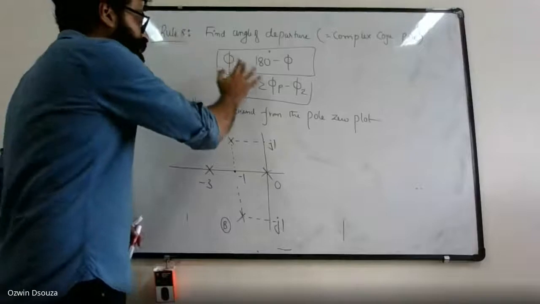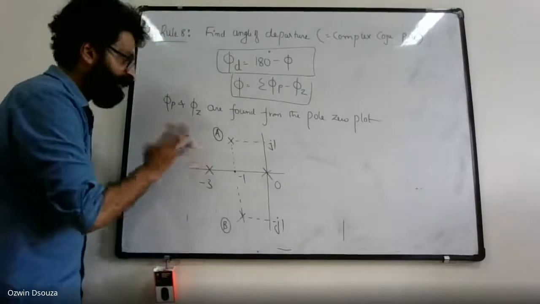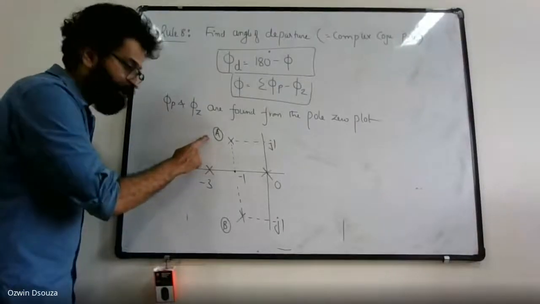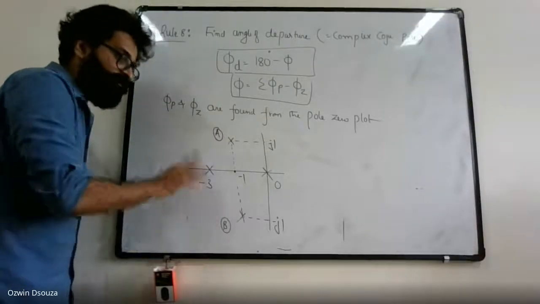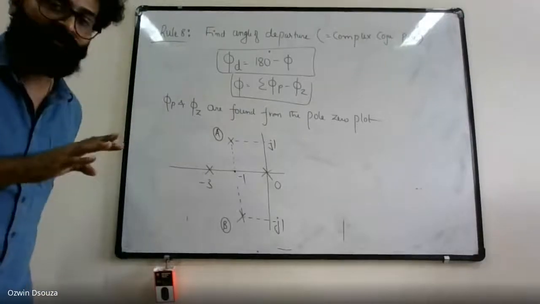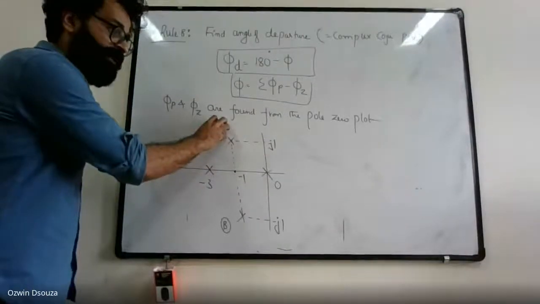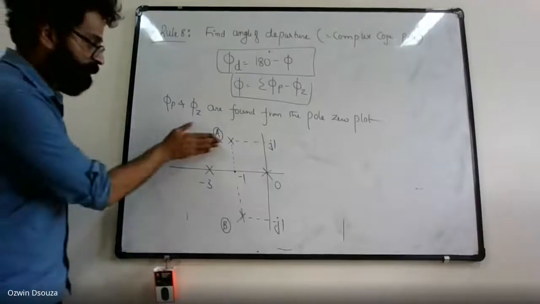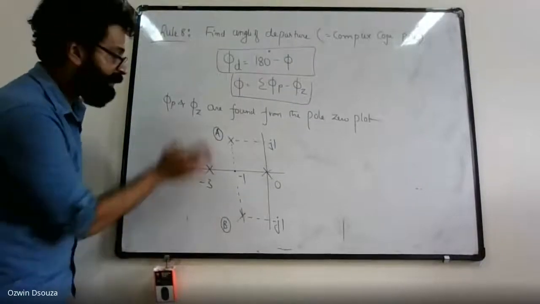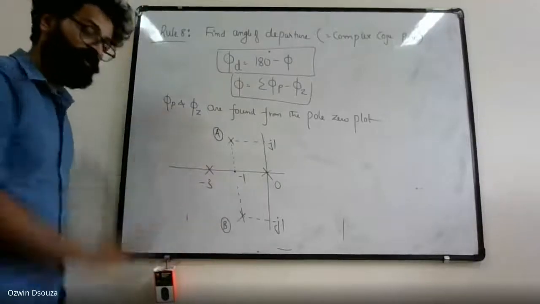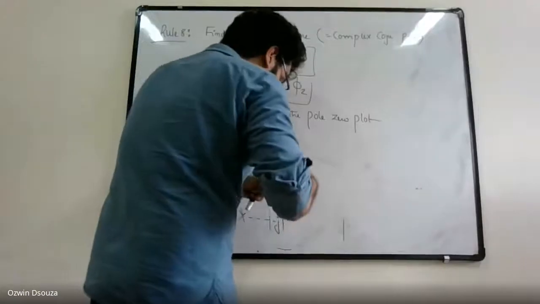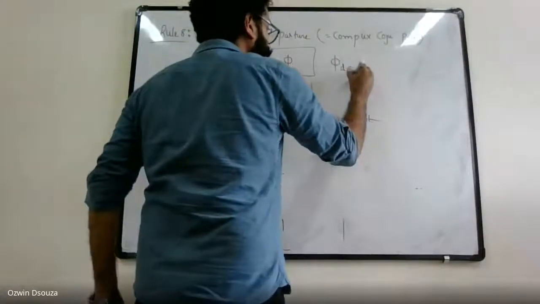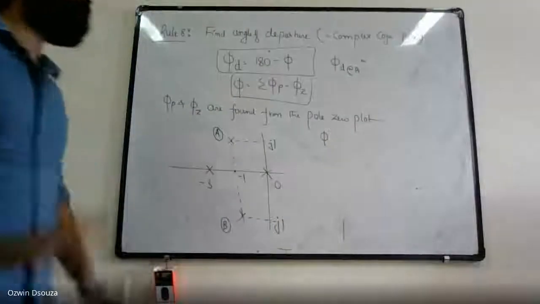Now, to calculate phi d, you have to first identify your complex pole. You have two complex poles. One is found in the second quadrant and the other is found in the third quadrant. So phi d needs to be calculated only once, because whatever phi d you get for point A can be written for point B with a reverse sign. That's because point B is the mirror image of point A. So let us write. Here it is. Phi d at point A is equal to.